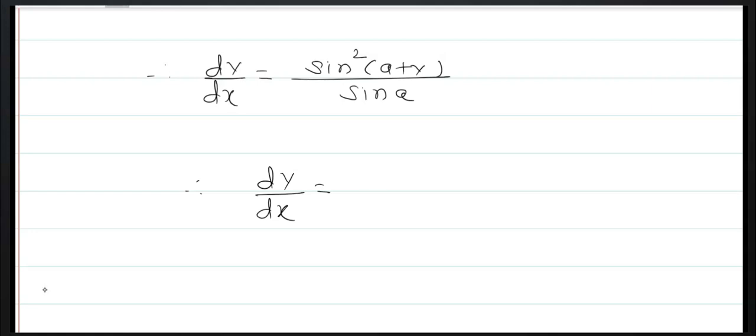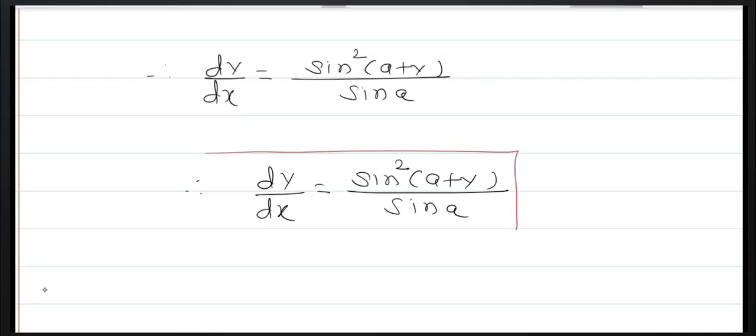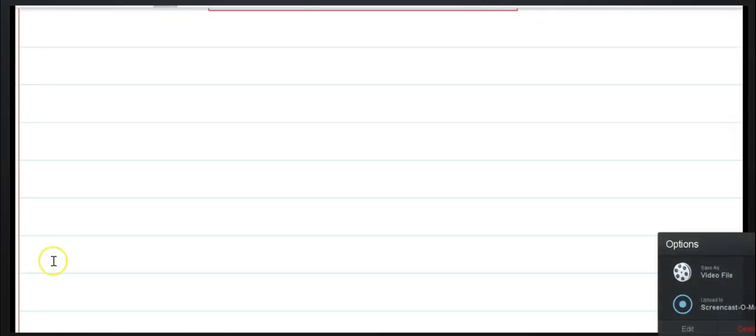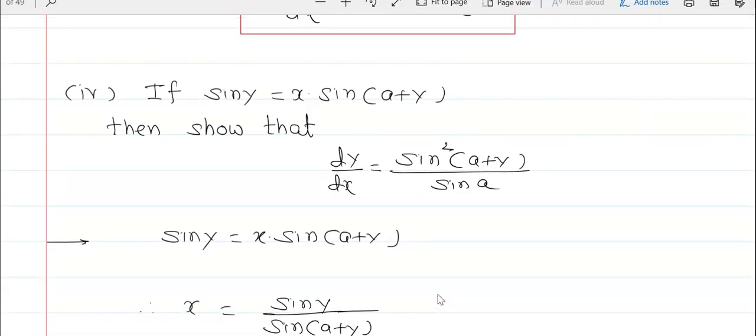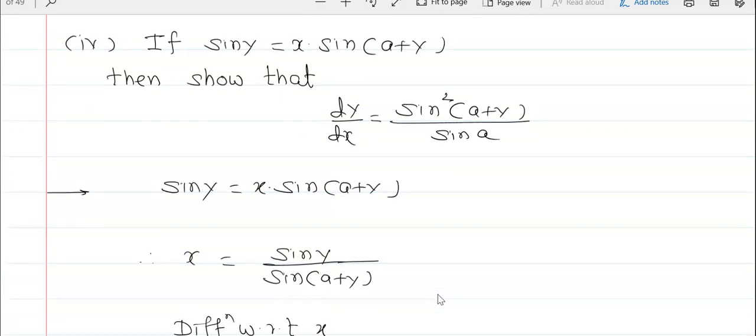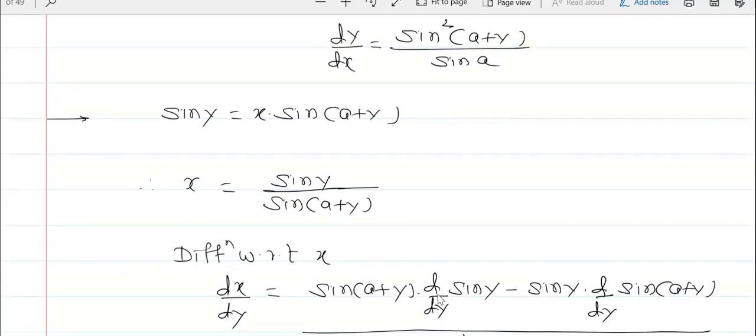dy by dx is equals to sin square a plus y upon sin a, and this is a proof. See this again. That is sin of y is equals to, differentiate it with respect to y.